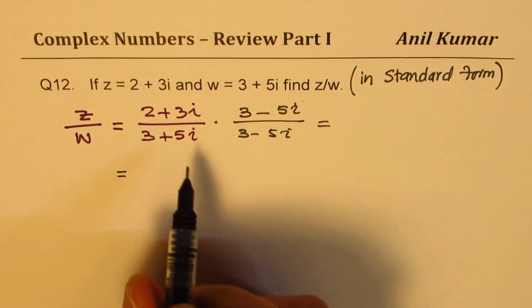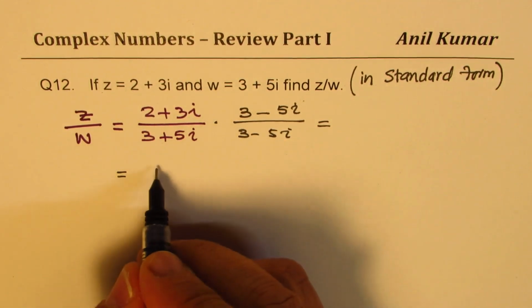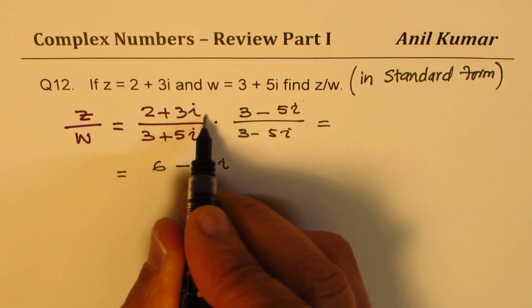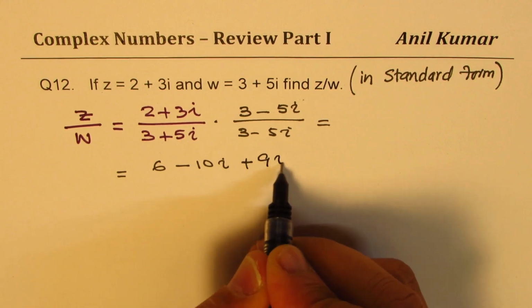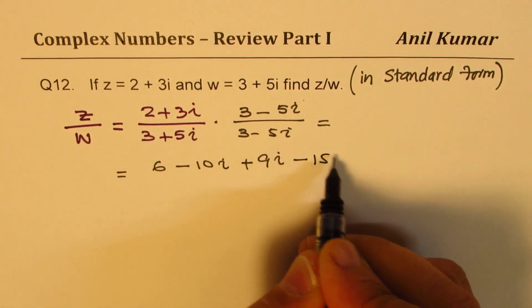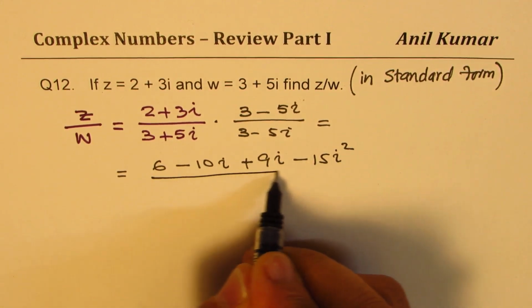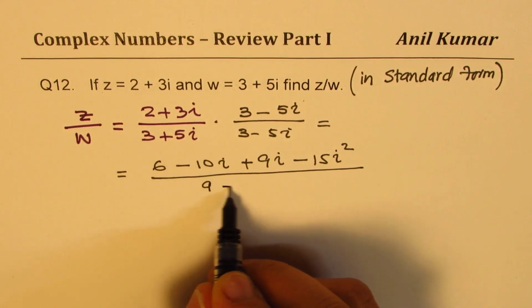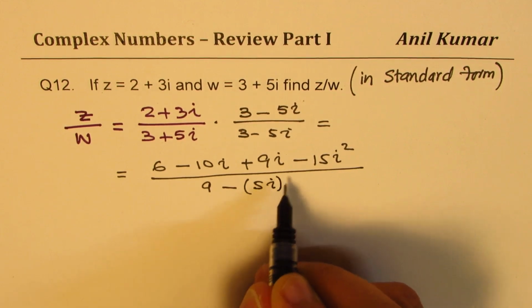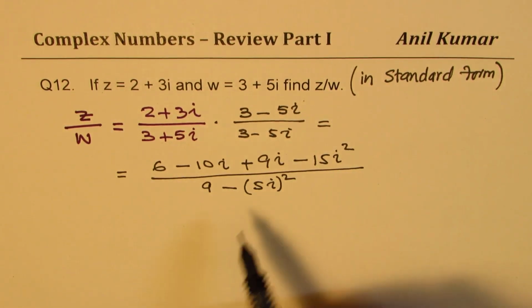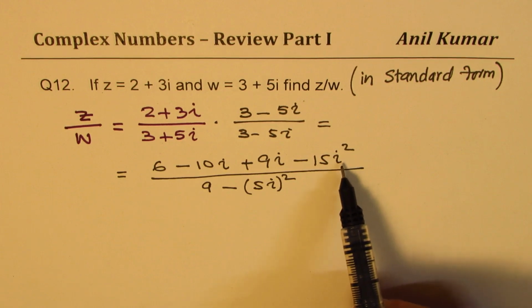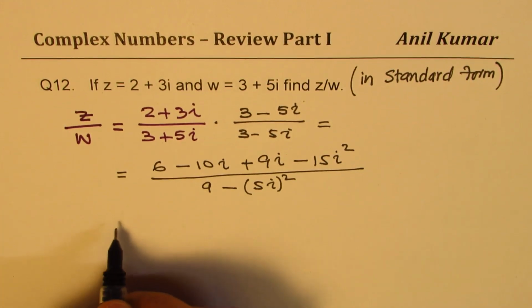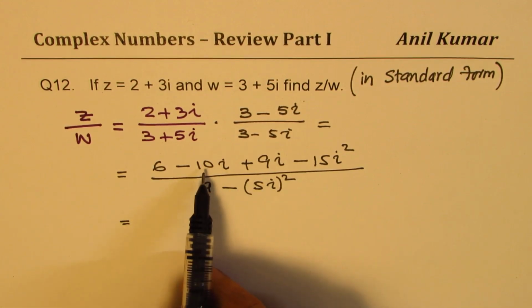Let me write here. 2 times 3, which is 6, 2 times minus 5 is minus 10i, multiplying by 3i gives me plus 9i and minus 15i squared. The denominator here will be a square minus b square, which is 9 minus 5i whole square. Now purposely I'm not doing it in one step. I'm trying to write i square and then change the sign. It helps, right? Okay, so combine the like terms.